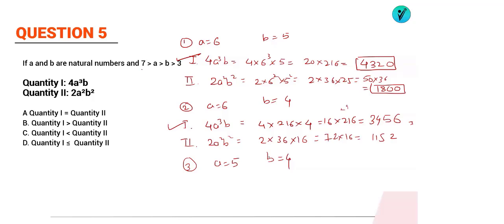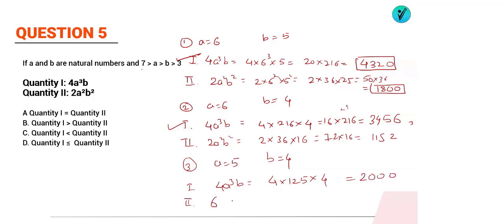And if you check for the third one, A is equal to 5 and B is equal to 4. First is 4A cube B. That means 4 into A cube, 5 cube is 125, into B which is 4. So how much will it be? 5 into 125 into 4 will be 500, and 5 into 4 will be 2000.